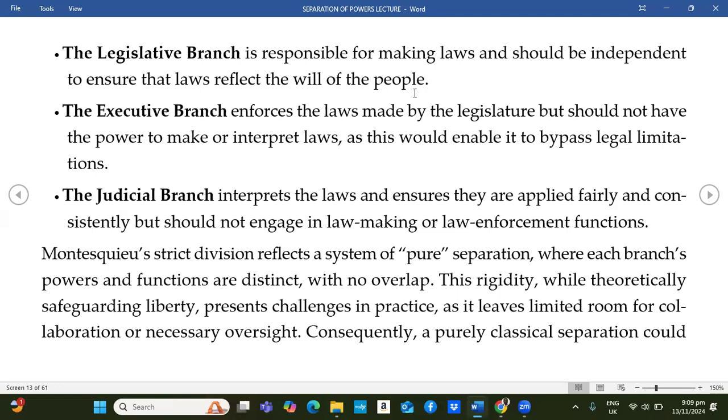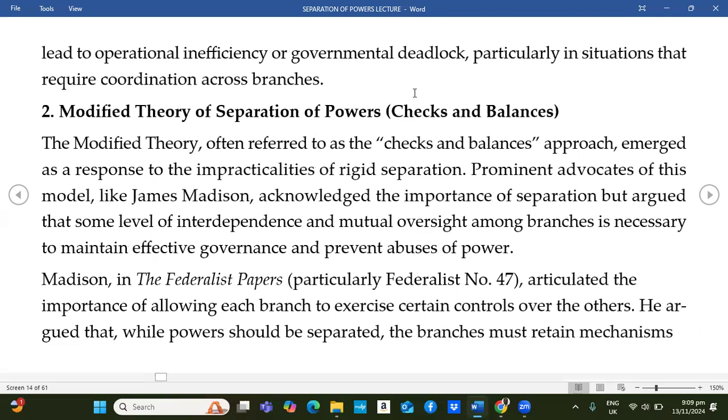So, a purely classical separation could lead to inefficiency, operational inefficiency, or governmental deadlock, particularly in situations that require coordination across branches. I'll give you an example. Let's say Ghana. Governments in Ghana provide very interesting material for constitutional law discussion and research. If we take Ghana, for example, currently, we've had a sort of deadlock or stalemate in Parliament.